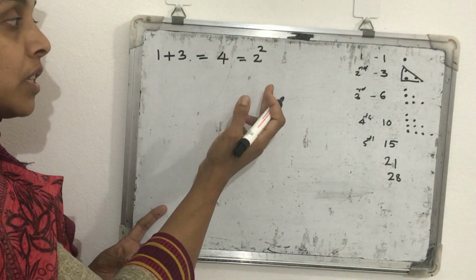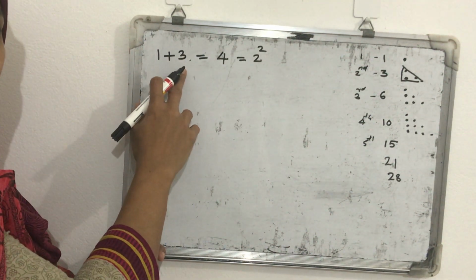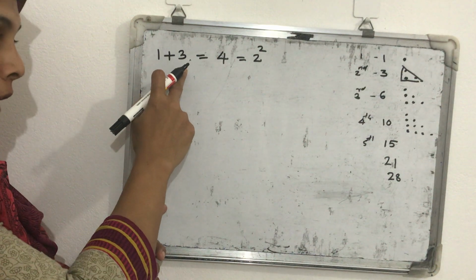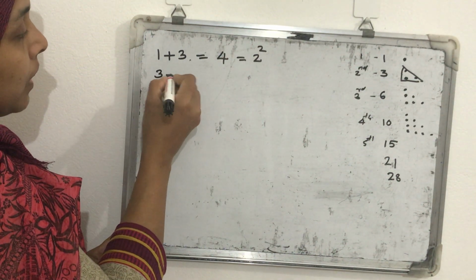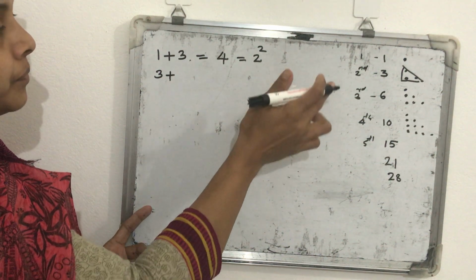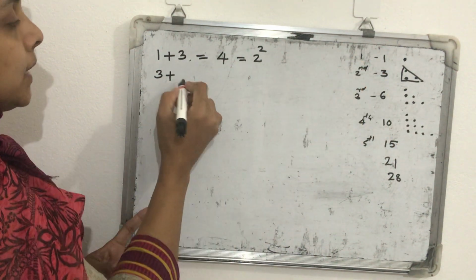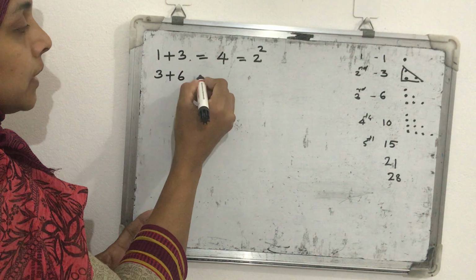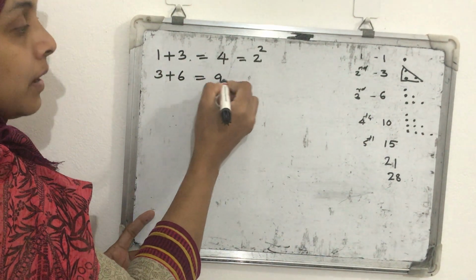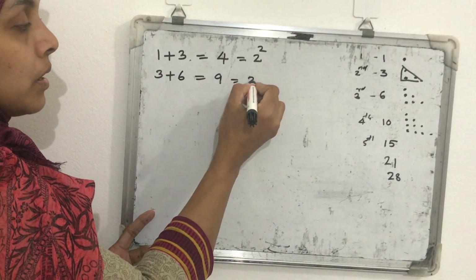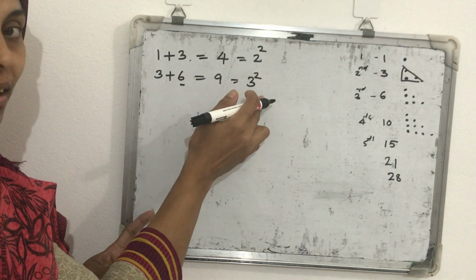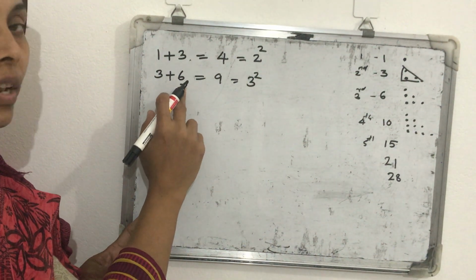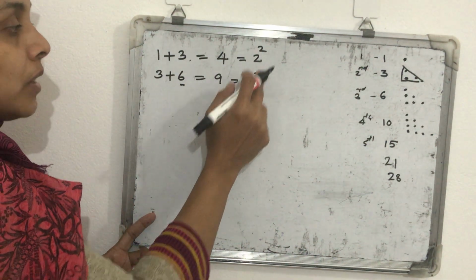So first, when we add 1 plus 3, its sum will be 4 and that will be a square. Square of which number? The second term, 2 square. Next we are adding 3 plus, what is the next? Next triangular number is 6. 3 plus 6, that we know is 9. 9 is the square of which number? 3 square. That is the third term's square. So it's a square, 3 square.